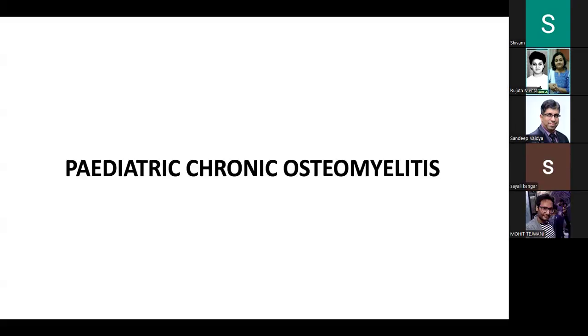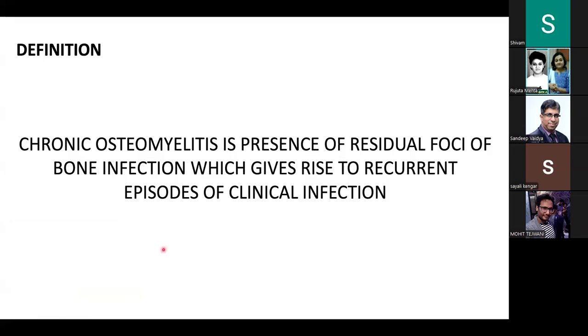Acute infection. So this time, let's discuss chronic osteomyelitis. So chronic osteomyelitis, you all know, is the presence of a residual focus of necrotic bone or soft tissue, which then acts like a nidus and gives rise to recurrent flare-ups of clinical infection. So you can have periods of exacerbation and remission in chronic osteomyelitis.